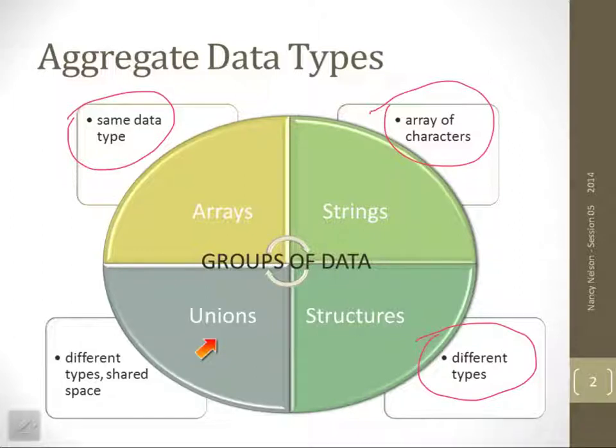And then finally, the last type we're going to look at are unions. And unions are kind of interesting because they take one space in memory, and at various times that same space can be used for different types of data. So sometimes it could be representing an integer value, sometimes it could be a floating point number, sometimes it could be a string. It's kind of a unique little data type, and we'll talk more about that later.